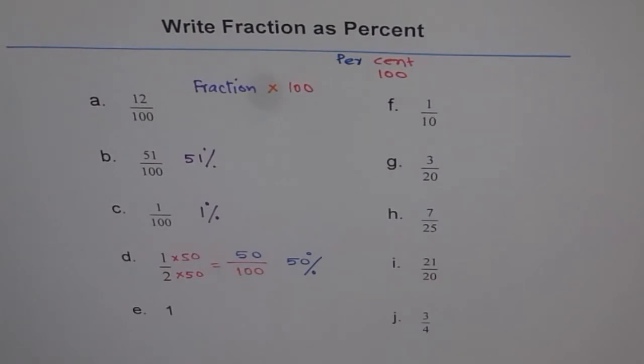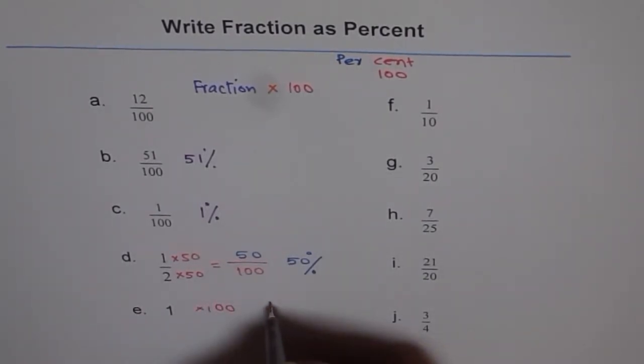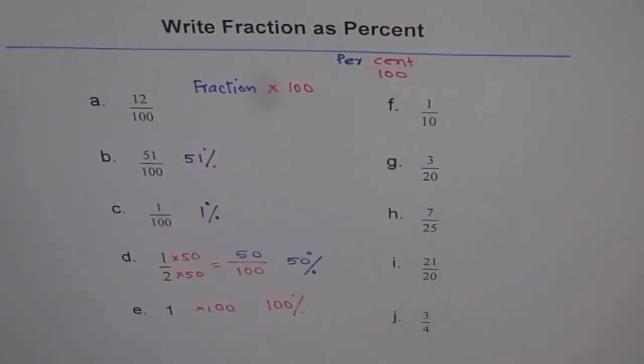Another way to do it is to multiply half by 100. Half of 100 is 50. You get 50%. How about this 1? 1 times 100 is how much? 1 times 100 is 100. And so this is 100%. Correct? So that was easy. So this side is very easy.